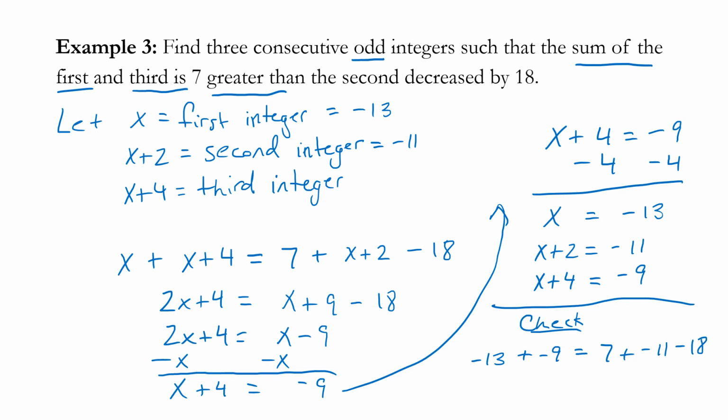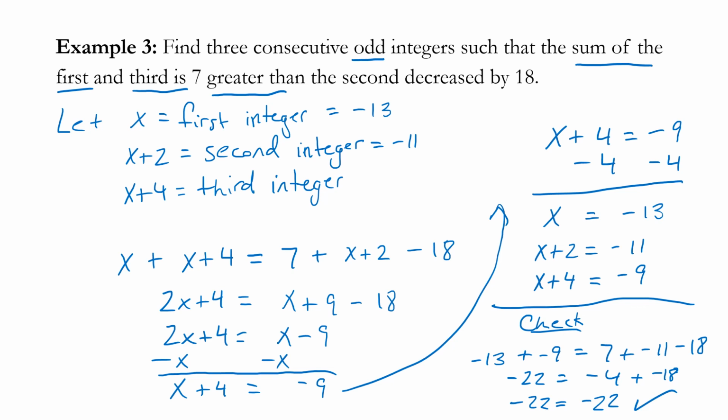Well, I know that negative 13 plus negative 9 is negative 22. And that's equal to 7 minus 11. Well, 7 minus 11, or 7 plus negative 11, is negative 4 plus negative 18. And negative 4 plus negative 18 is equal to negative 22. So we get negative 22 equals negative 22, and that checks out, so we know it is correct.